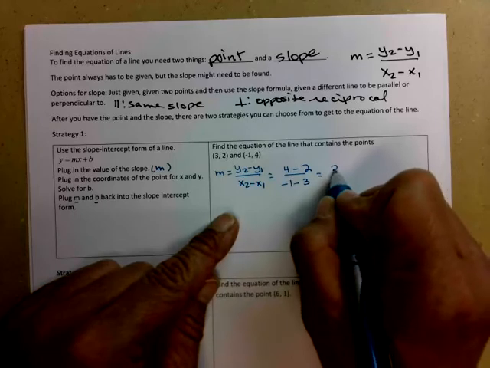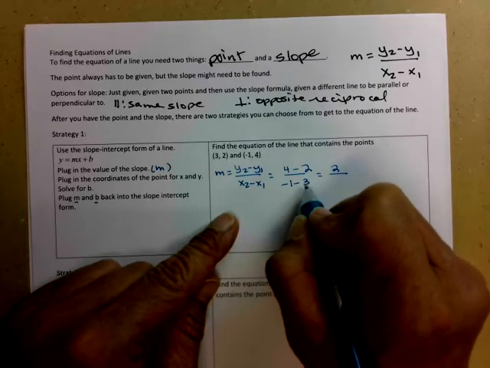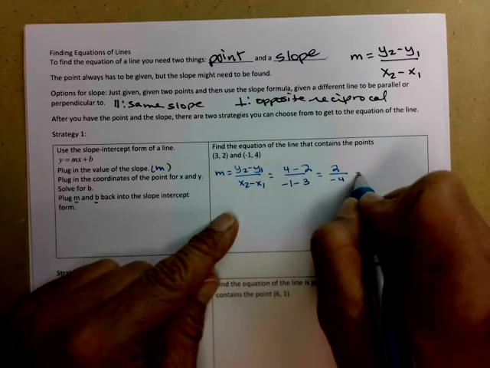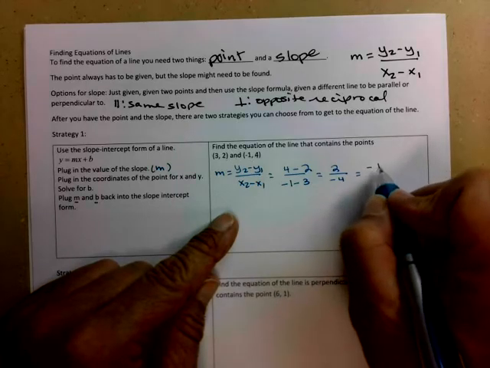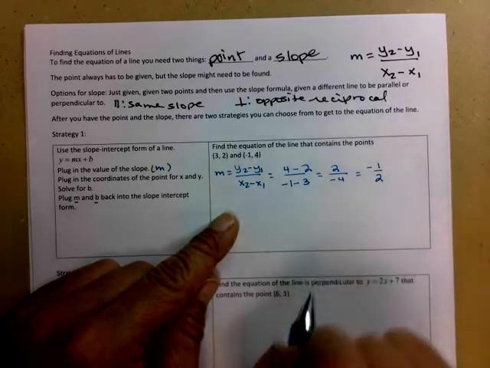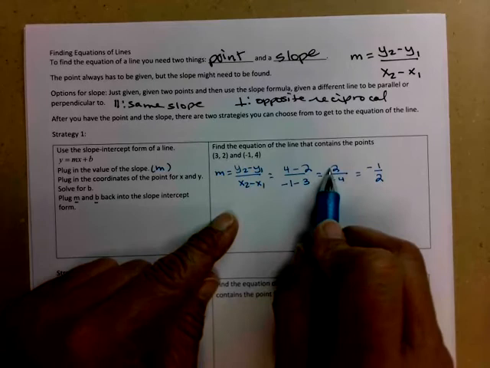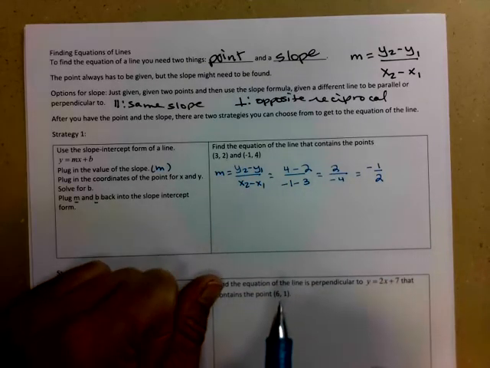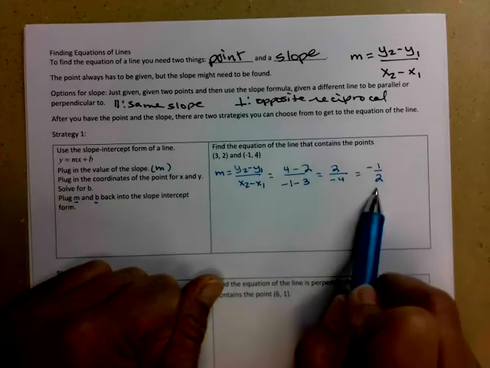So what do we have there? 4 minus 2 is 2. -1 minus 3 is -4. Okay, so our slope is -1/2. Just reduce that fraction. The negative sign, remember, in a fraction can live anywhere, so I just moved mine up top. So I have my slope.